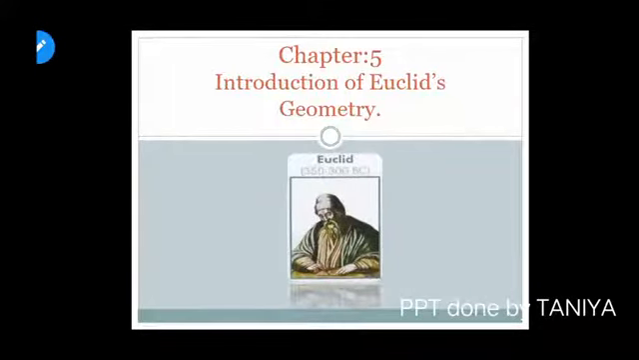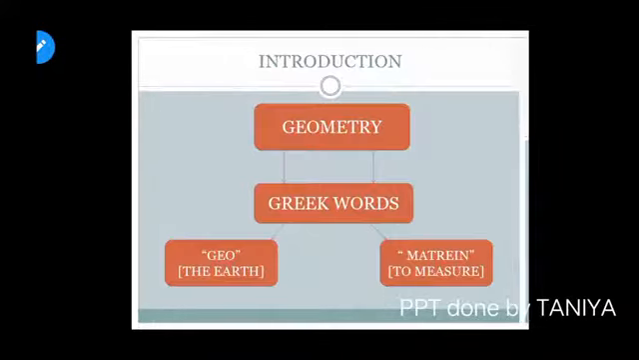Introduction of Euclid's geometry. Geometry is a branch of mathematics which deals with the properties of shapes. The word geometry is derived from the Greek words geo and metron. Geo stands for the earth and metron stands to measure. So geometry means to measure the earth.